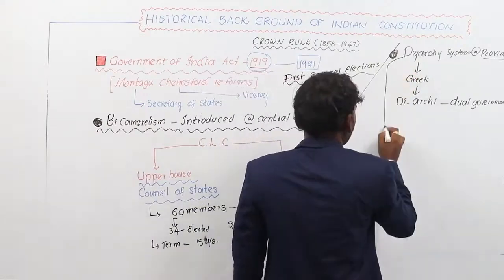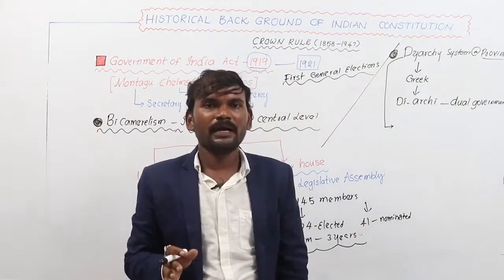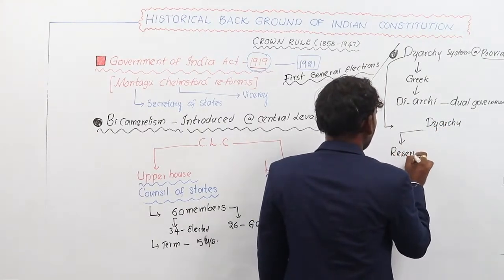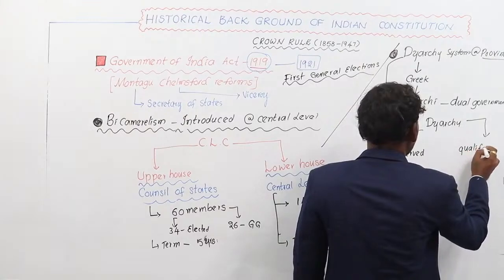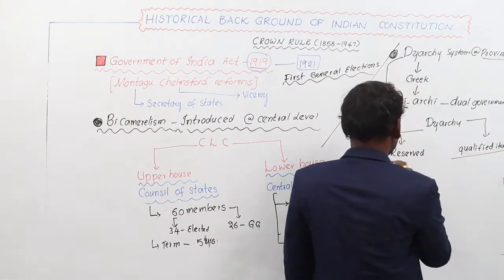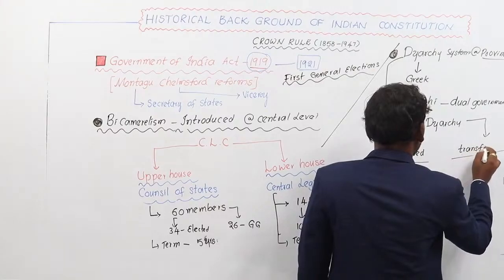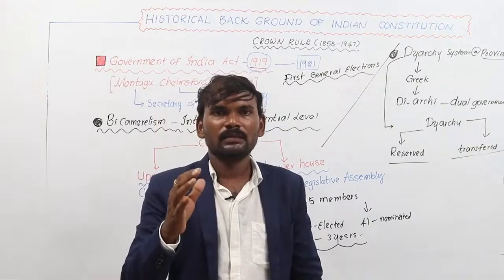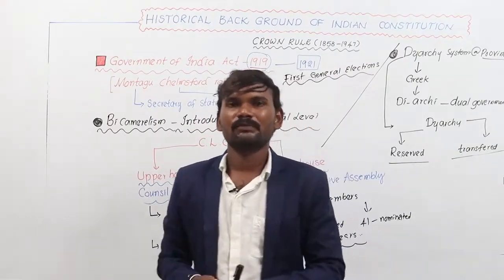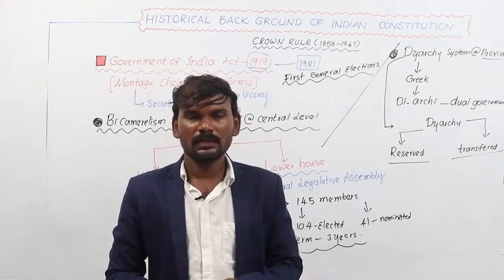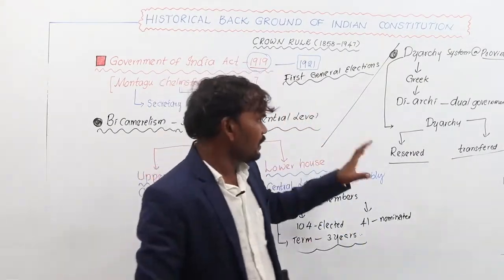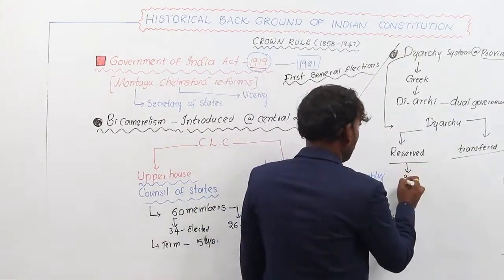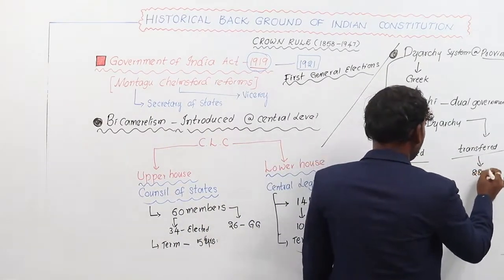As per this system of diarchy, the items are classified into 2 categories: reserved items and transferred items. Here items means the things which have to be administered by the government: education, agriculture, defense, public safety, public health, primary education, forestry. All these are items which can be administered by the government. Reserved items consisted of 28 items, and transferred items consisted of 22 items.